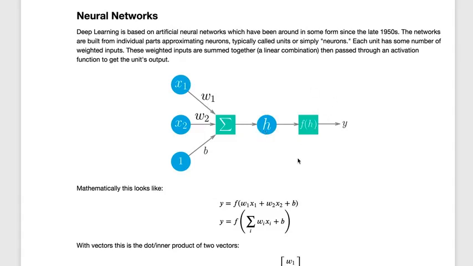Then we have what's called an activation function. So here, f of h. And passing this value h through this activation function gets you your output y. And this is the basis of neural networks. You have these inputs, you multiply by some weights, take the sum, pass it through some sort of activation function, and then you get an output. And you can stack these up so that the outputs of these units, of these neurons, go to another layer, like another set of weights.